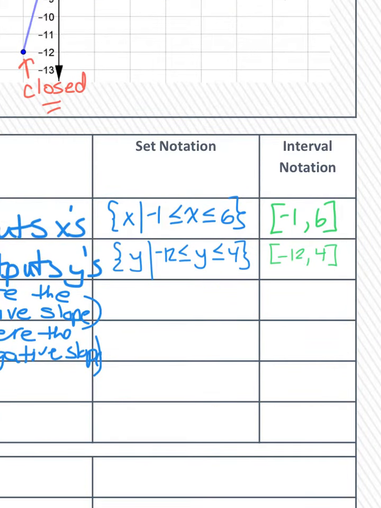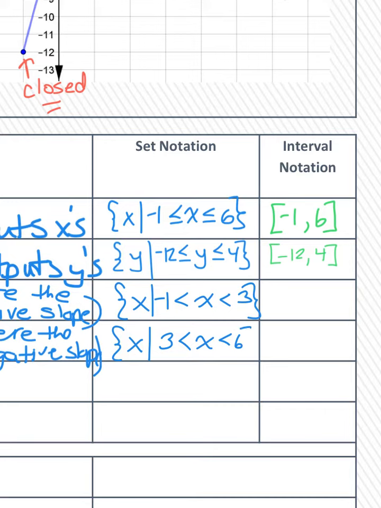Okay, so in set notation, we have the set of all values x such that x is less than 3 and greater than -1. And for decreasing, we have the set of all x values such that x is greater than 3 and less than 6. And so in interval notation, all the endpoints are going to be parentheses since they're considered open. So we have -1 to 3 and 3 up to 6.